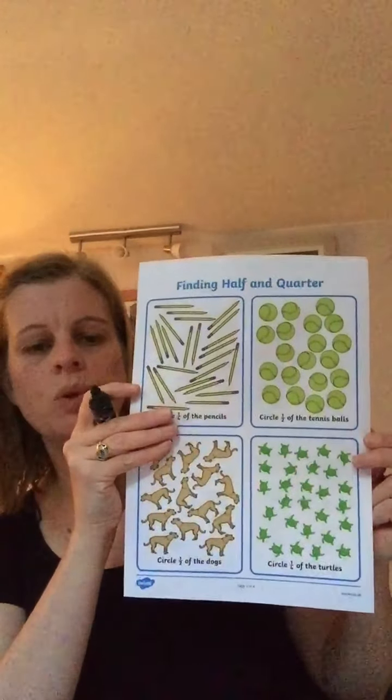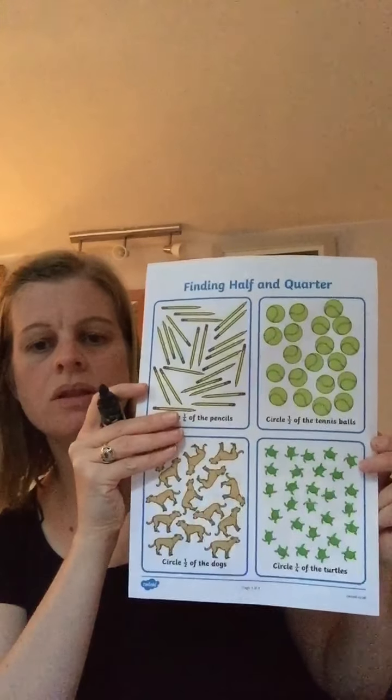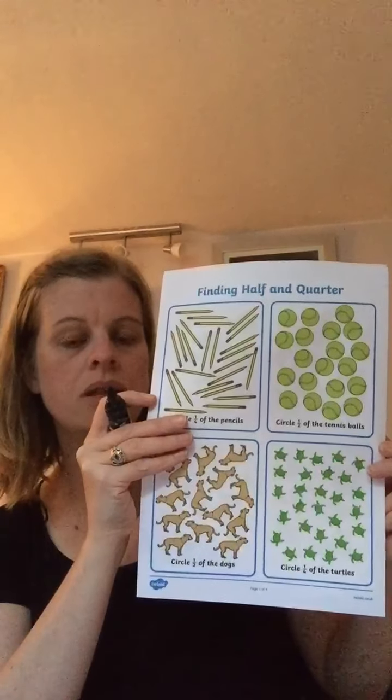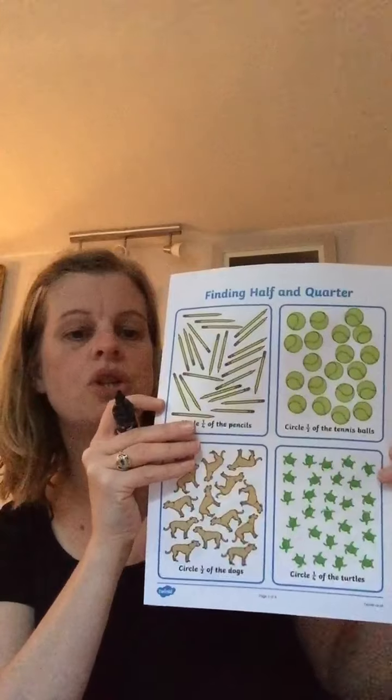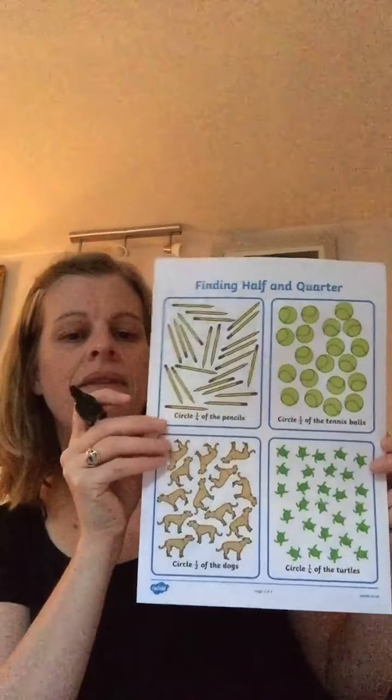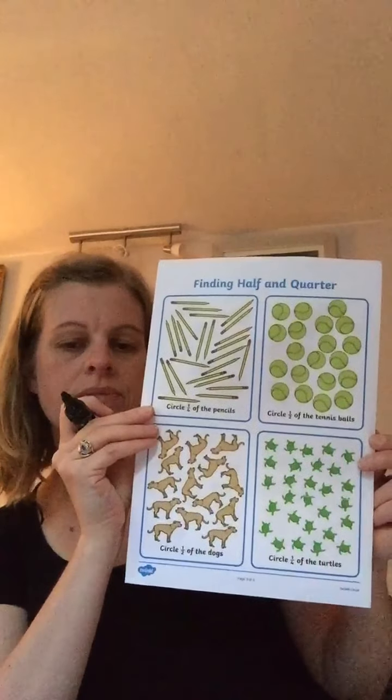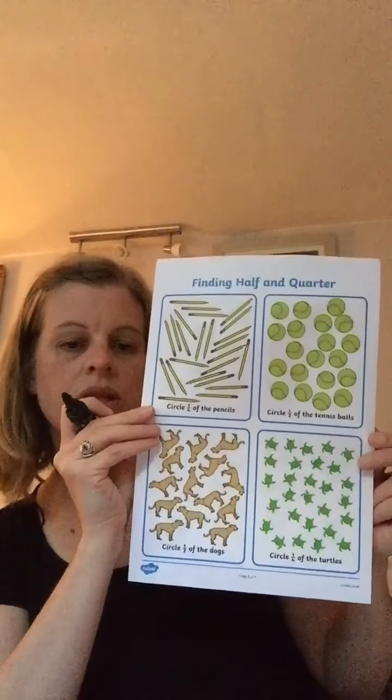That one there says circle a half of the tennis balls. Use your whiteboards. Draw. So if you're finding a quarter, you draw 4 circles. If you're finding a half, you draw 2 circles. And then group them into quarters. Split them into quarters. Have a go at those sheets.